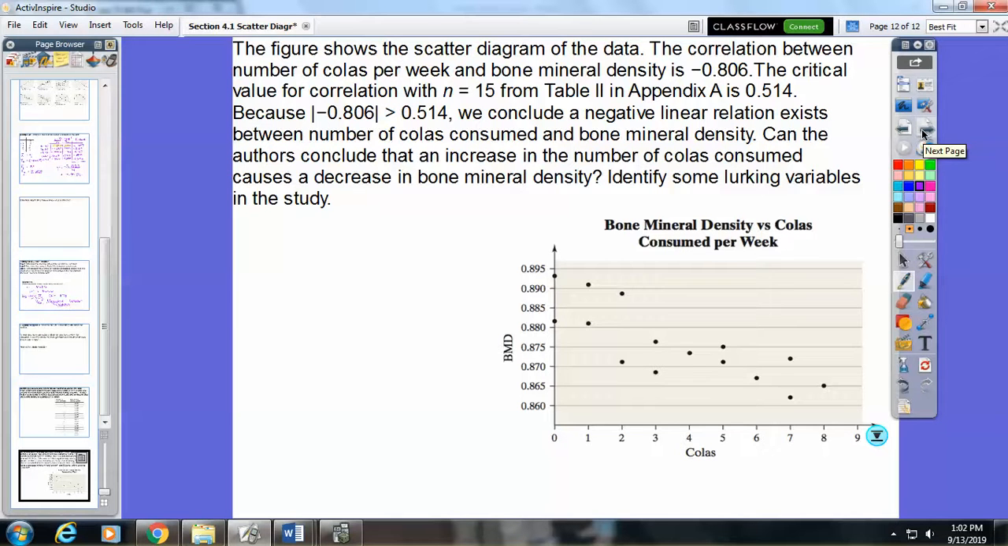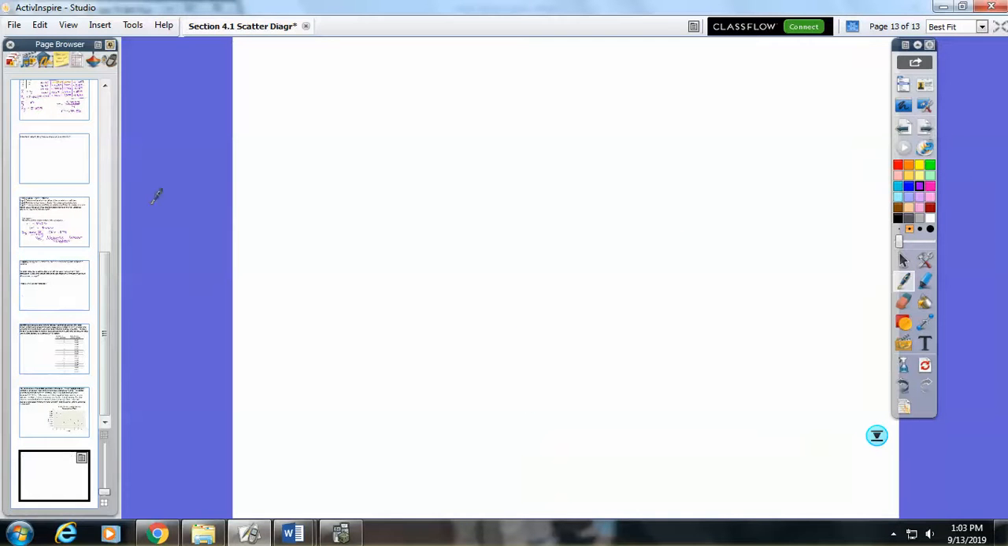So what was the lurking variable on the other one? Heat. I mean, that's what I thought of, but it could also be emotional state.